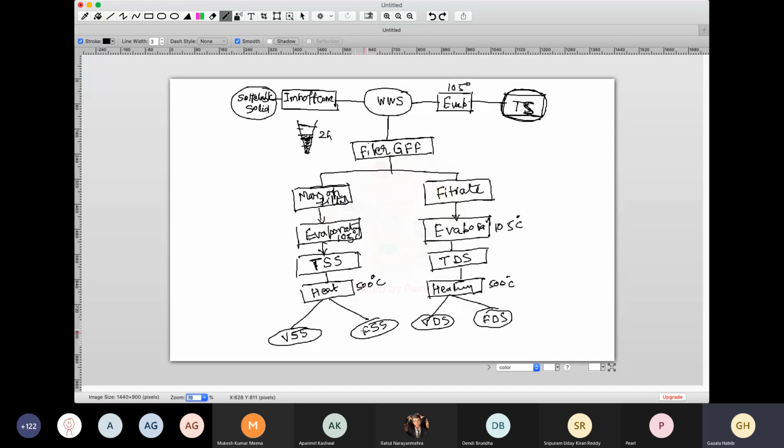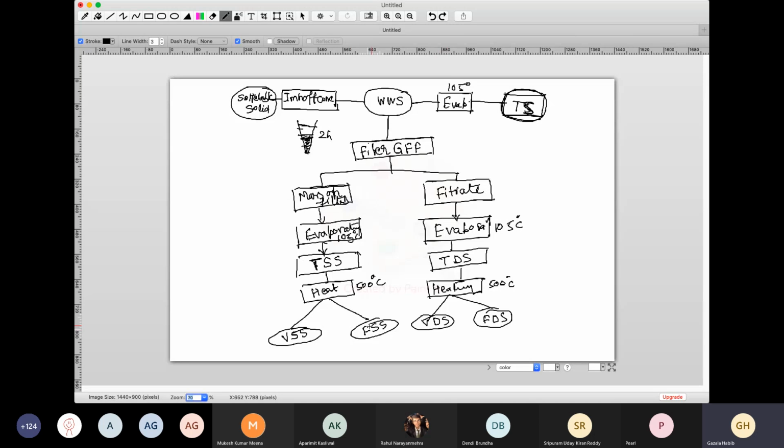This is all what I am doing after heating. I am weighing the mass which is left after heating. So TSS minus FSS will give you VSS. TSS, total suspended solid, minus FSS, fixed suspended solid, which will remain on the filter. Even after heating at 500 degrees centigrade, fixed solid will not be evaporated from the filter. So TSS minus FSS will give you VSS. Similarly here, TDS, total dissolved solid, minus fixed dissolved solid will give you VDS.